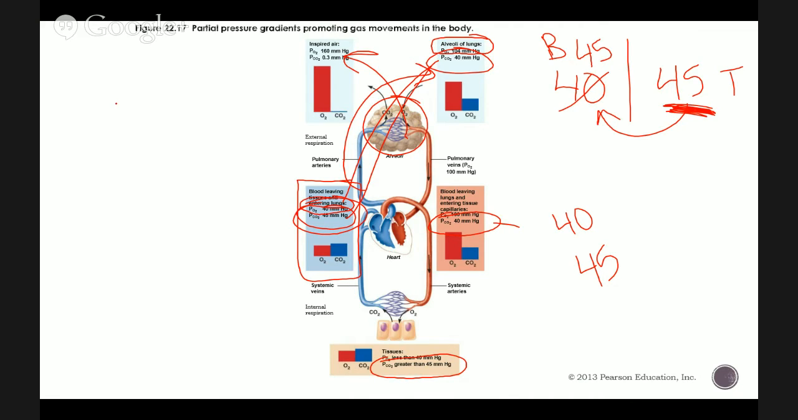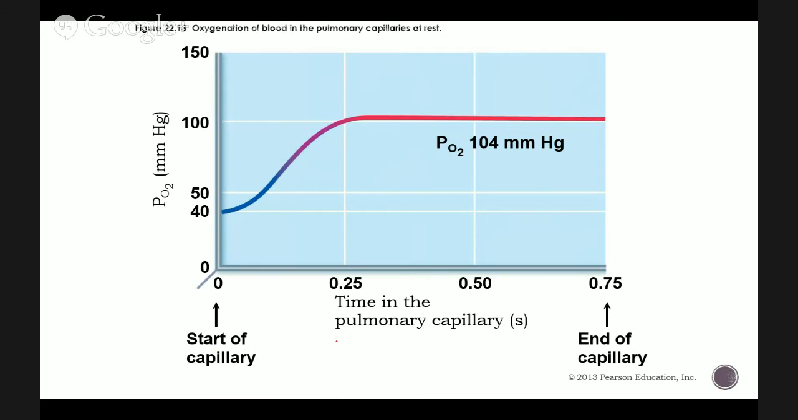Here's another concept. It's just showing you here that the oxygenation of blood in the capillaries increases over time. So the longer the blood is in the capillary, this is in the pulmonary capillary now, this is in the lung, the longer it's in the lung, the more oxygenated it becomes. So that's a no-brainer, right? So by the time the blood leaves the pulmonary capillary, it's at its 104, but then it decreases to 100 when it circulates throughout the body.